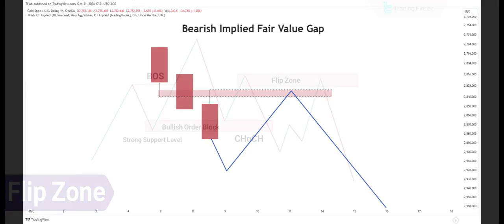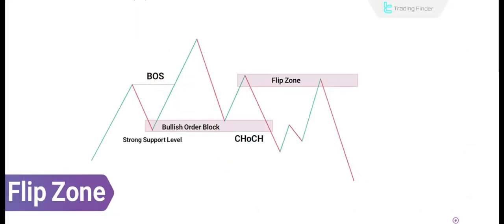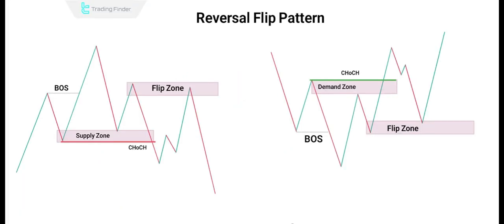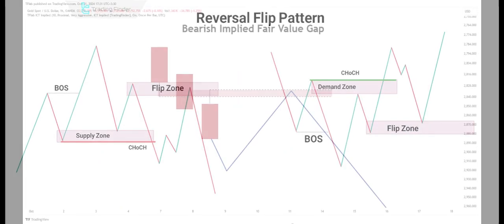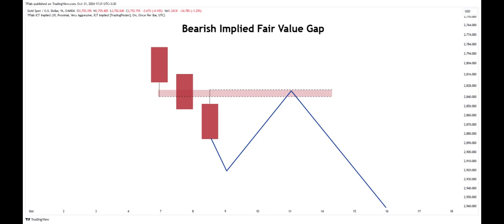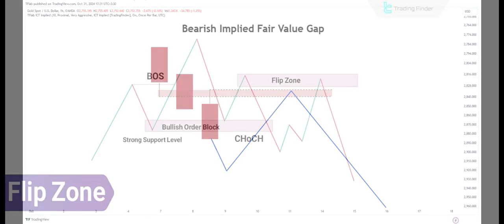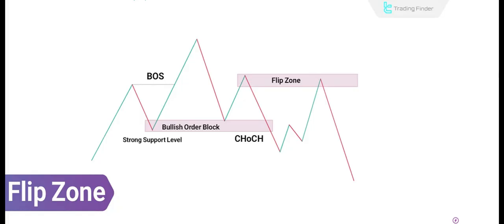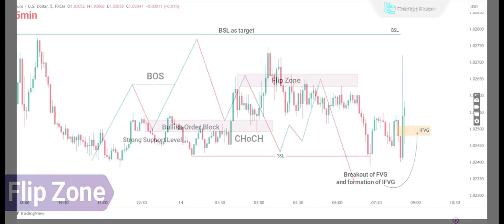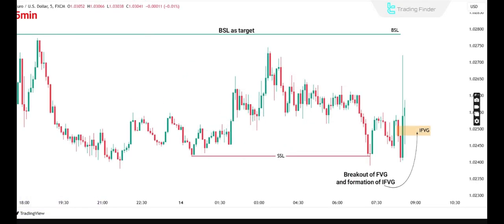Stop loss, SL, should be placed just beyond the flip zone. Take profit, TP, depends on new structure and target zones. Note, flip zones are single-use only. Once tested, they lose their validity as entry zones.